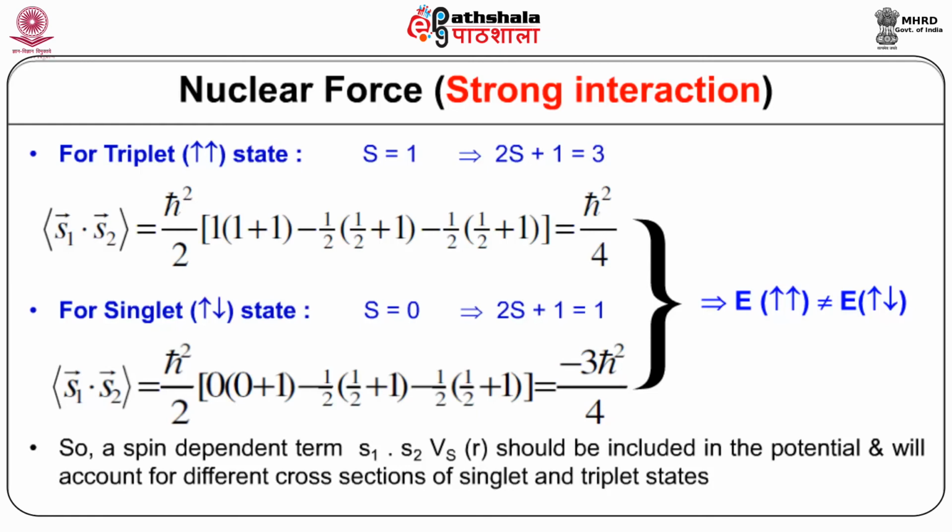So it is clear that when the spins are parallel, that is the triplet state, and when the spins are anti-parallel, in the singlet state, the expectation values of S1 dot S2 are different. So a spin dependent term S1 dot S2 V(r) should be included in the potential and will account for the different cross sections of singlet and triplet states.